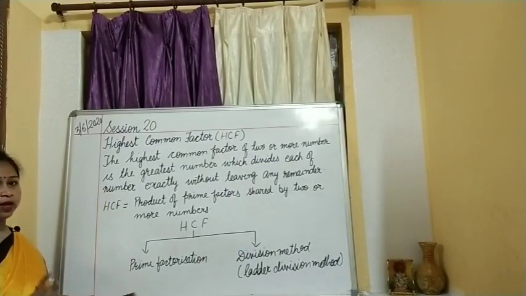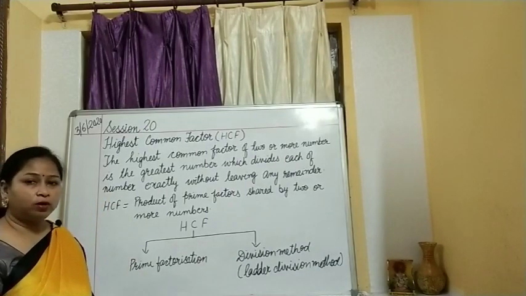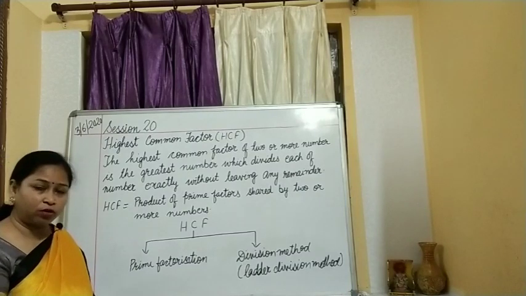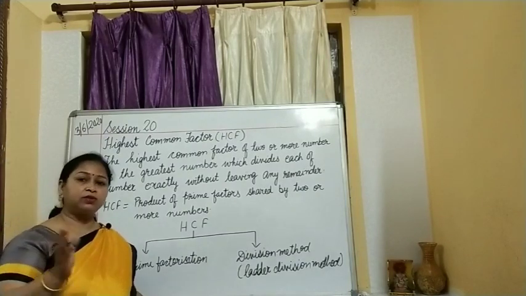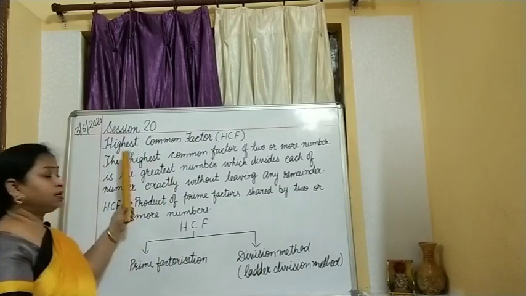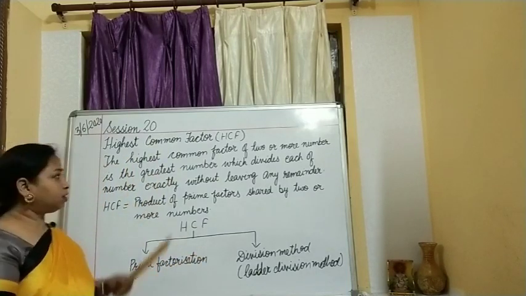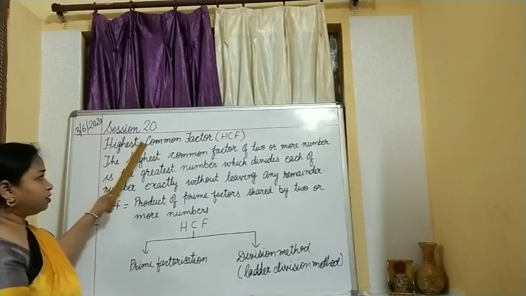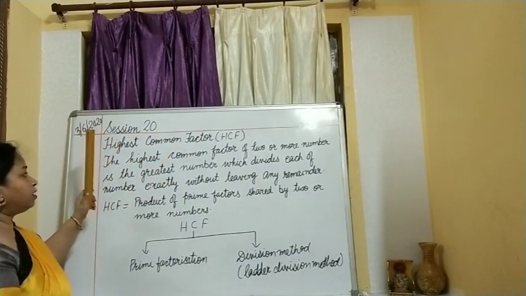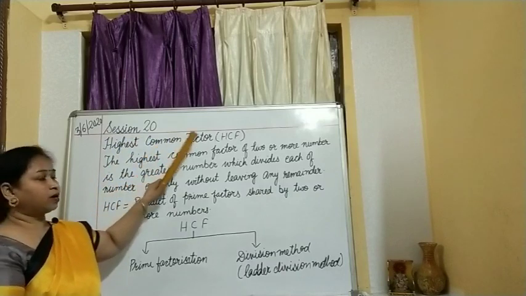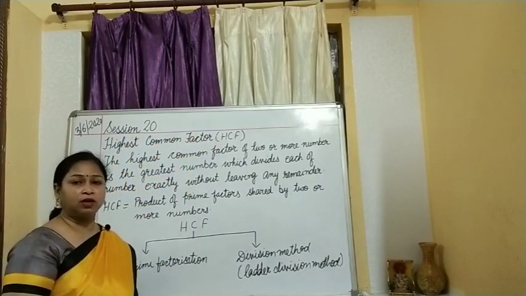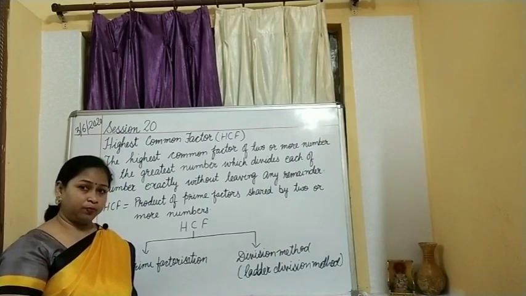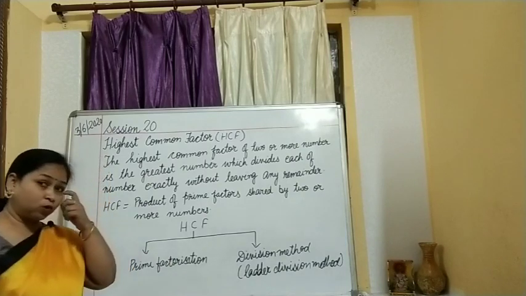So children, we have learned how to find out the prime factor, that is prime factorization we have already learned. Now that is going to help us to find HCF. What is HCF? Highest common factor. When you read the full form of that, it is highest common factor, which is also known as HCF, or it is also written as GCM. Okay, so greatest common measure.